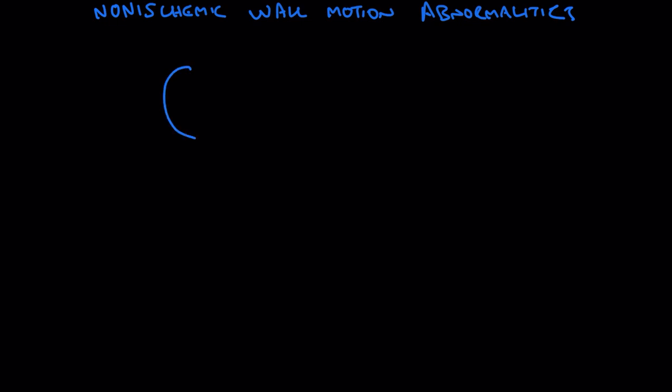We will discuss some non-ischemic processes that can lead to wall motion abnormalities that you should be aware of. And so this is your normal left ventricle, the parasternal short axis view with the right ventricle up on the side. What if you see something like this?